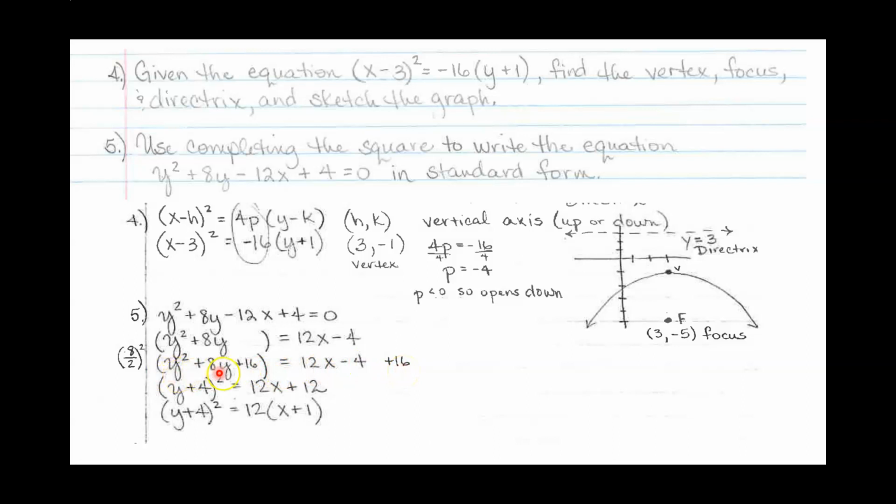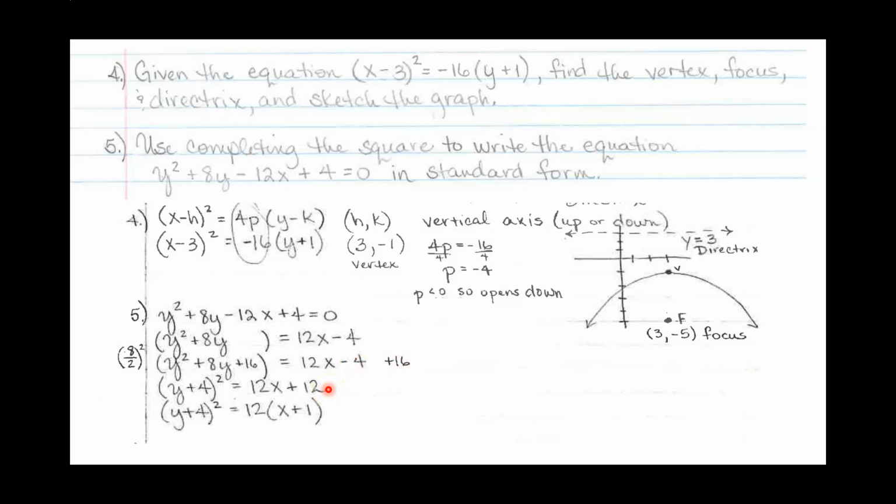So I should have created a perfect square here, meaning that when I factor it, I'll get the same factor twice. So I would get y plus 4 times y plus 4, or y plus 4 squared. And then over here, the -4 and the 16 would give me +12.